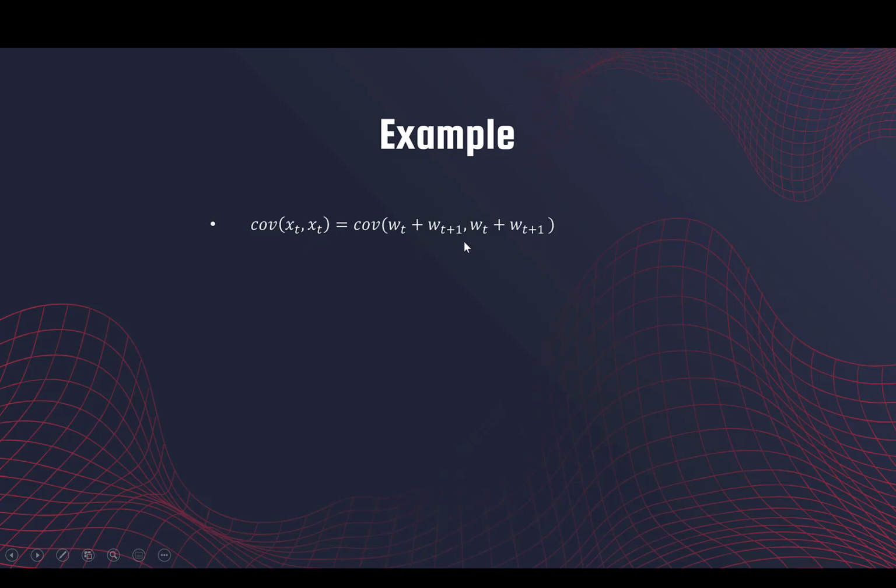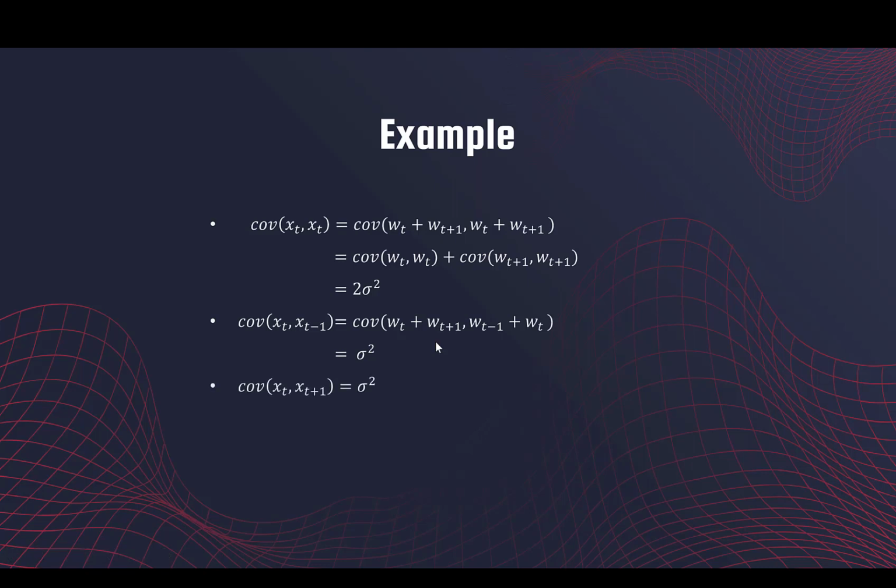If you substitute the expressions for each of these and open out, two terms survive. Wt is common, and Wt plus 1 is common. Both have two terms in common, so it will be 2 sigma square. If the distance between the 2 points is 1, you get a single sigma square. If you go 1 time point ahead, it's again sigma square. If the distance is 2 between the 2 time points, then xt and xt plus 2 will have nothing in common, and the covariance will be 0.